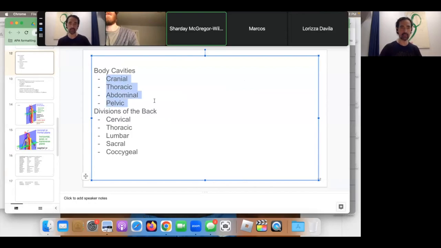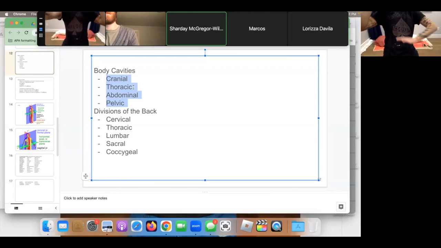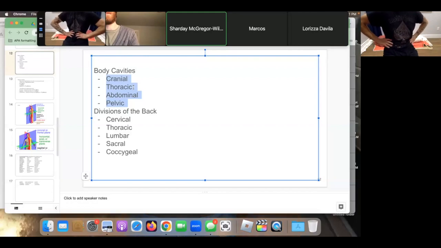So the cranial cavity. The cranial cavity is the one that houses the skull, it's the cranium. The thoracic cavity is pretty big. It goes from the top dome of the lung down to the bottom of the rib cage. The abdominal cavity goes from the bottom of the rib cage down to the pelvis. So that's like the soft, fleshy part. This is also called the loin, or the laparo, or the lapar.